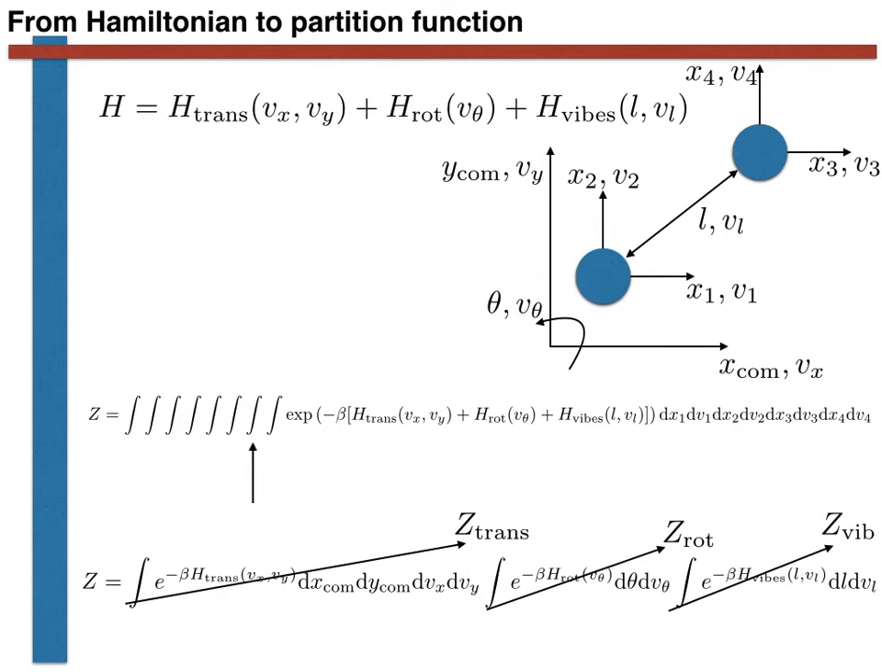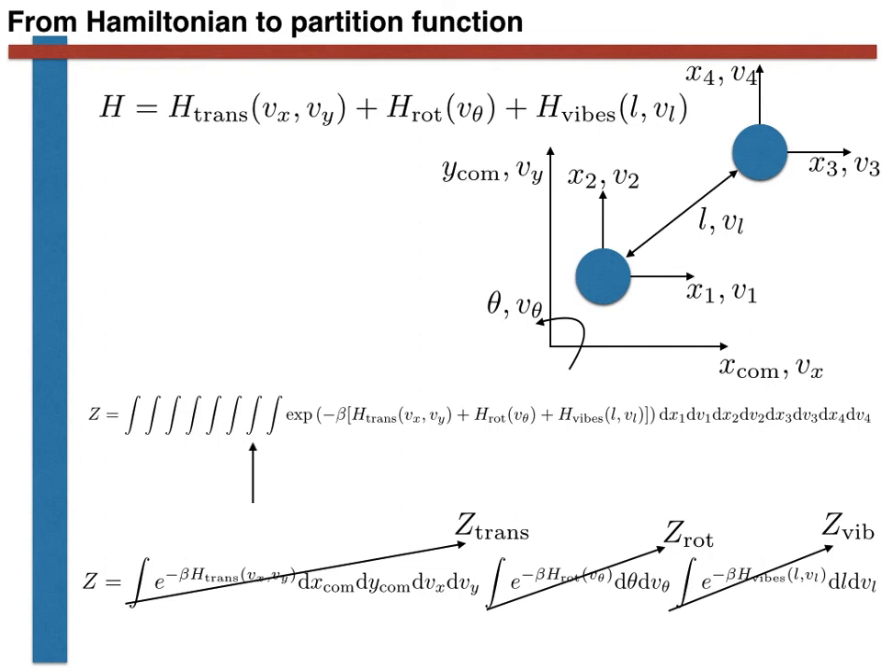What we therefore find is that we can calculate the partition function for the diatomic molecule by taking the product of partition functions that describe model systems that have only translational, rotational, and vibrational degrees of freedom. Furthermore, once you understand how the translational, rotational, and vibrational partition functions are calculated, you can use these same expressions when calculating the partition function for any molecule.